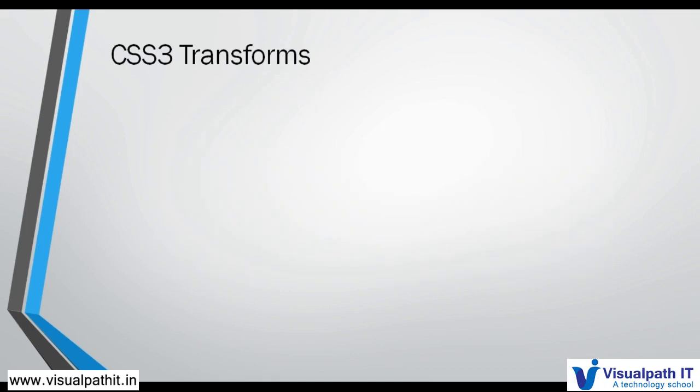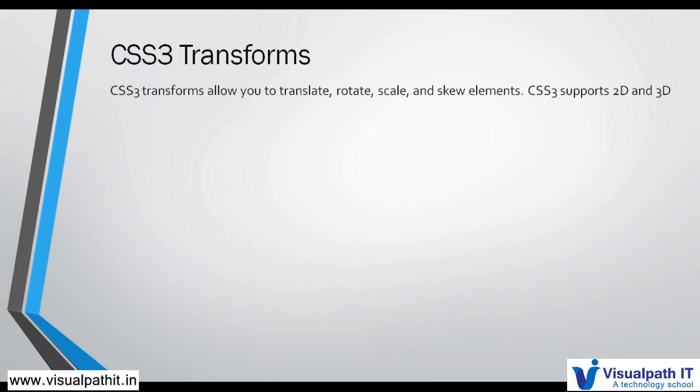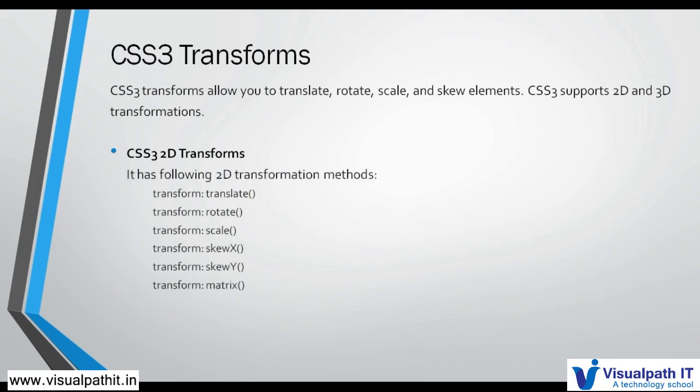Then moving next, we have CSS3 transforms, which allows you to translate, rotate, scale, and skew elements. CSS3 supports 2D and 3D transformations too, like CSS3 2D transform. It has the following 2D transformation methods. You can take a look: translate, rotate, scale, skewX, skewY, and the matrix transformation. So these are some syntax which you can use for transformation.